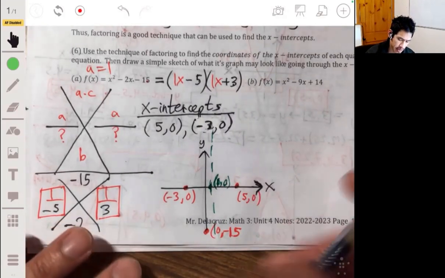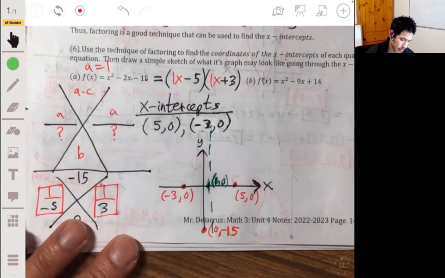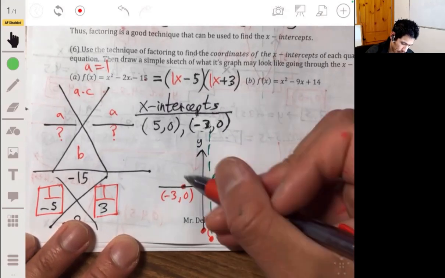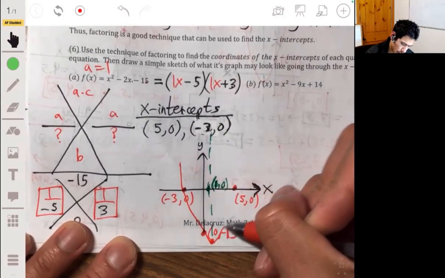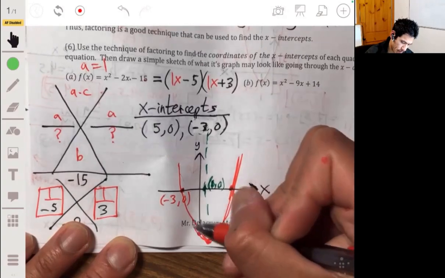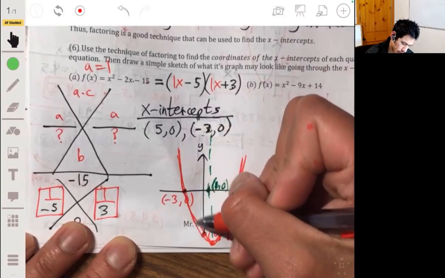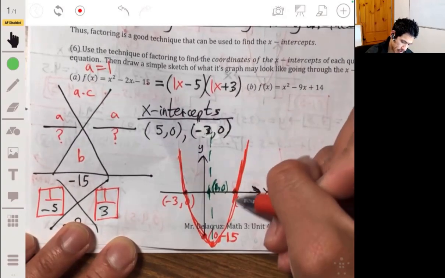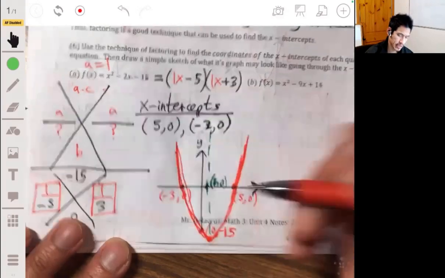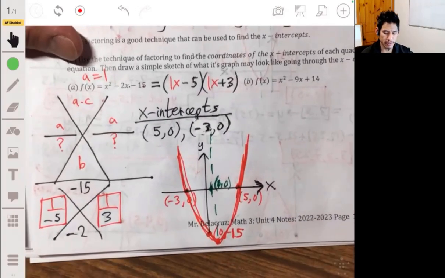So you can actually then get a better sense of what the graph will look like by drawing the graph. This is a very bad sketch, but it's okay. Because this is what will allow you to really start getting to understand how all these characteristics connect.